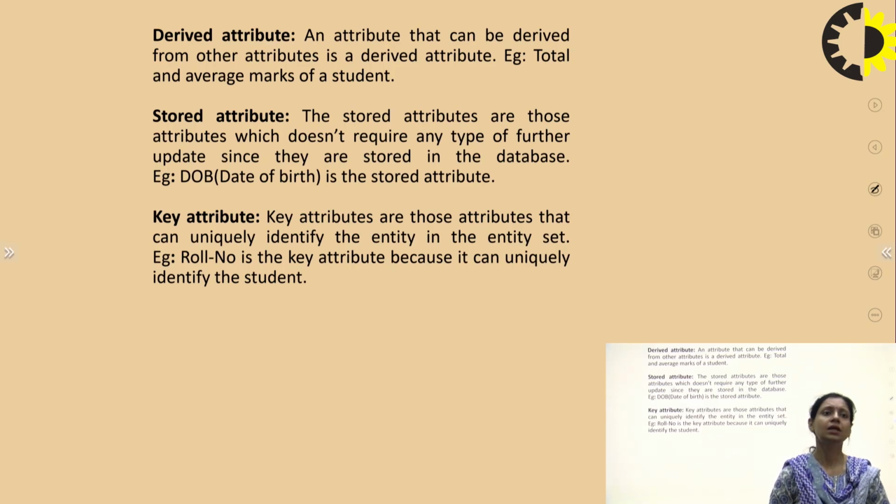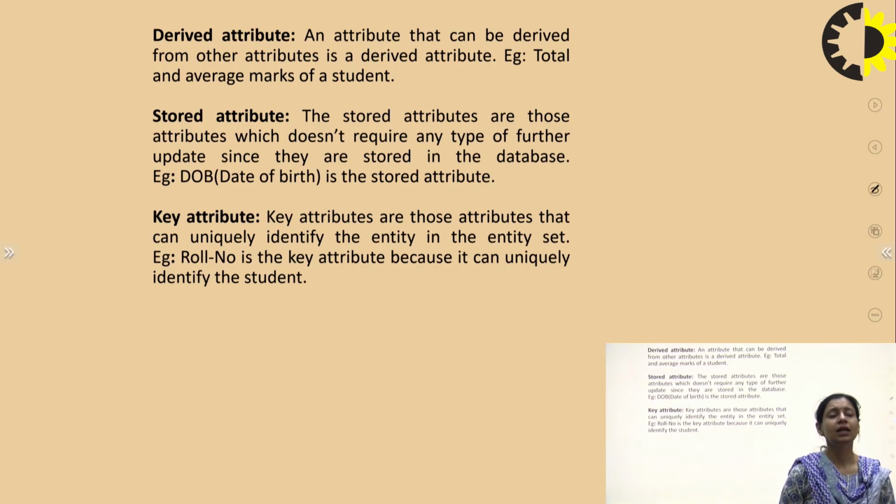Stored attributes are those that do not need any further change or update, like the date of birth of a person. The date of birth of a person will remain the same throughout the life of a person. That is why DOB is a stored attribute.